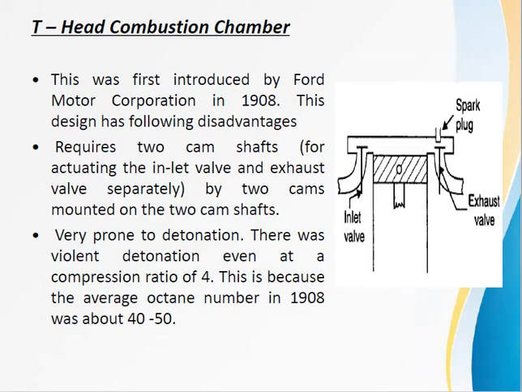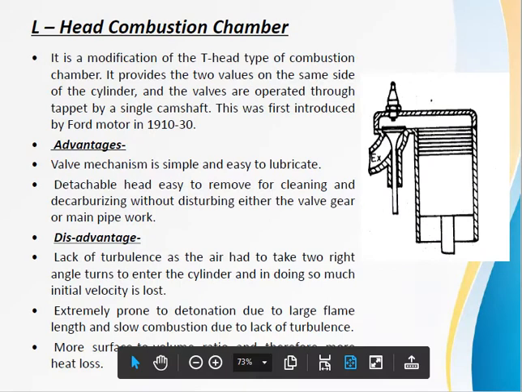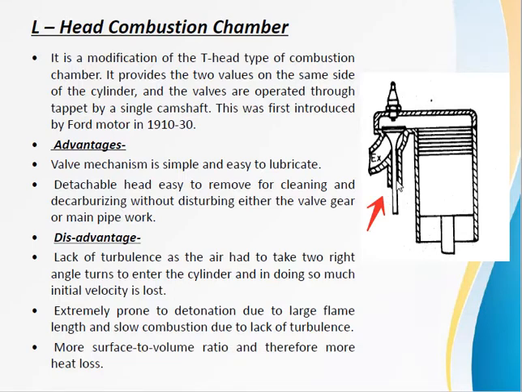Now let us move to the next combustion chamber, that is the L type combustion chamber. Now in the L type combustion chamber, you can see the inlet and exhaust valves are on the same side of the engine, and this is the spark plug. So inlet and exhaust are on the same side. So the drawbacks of the T head combustion chamber are removed here. So it is a modification of the T type combustion chamber. It is a modified version actually.